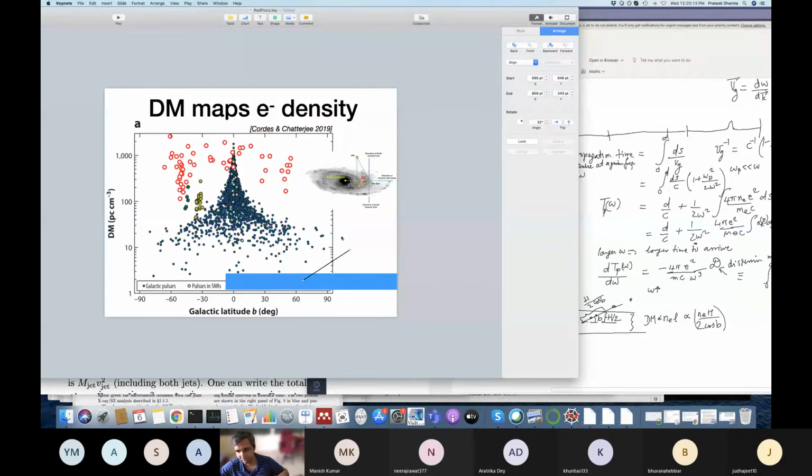Sir, what do those dots mean? Those, the red ones? Let's not go to red first. First talk about blue. Blue dots are pulsars, most of the pulsars in our Milky Way.